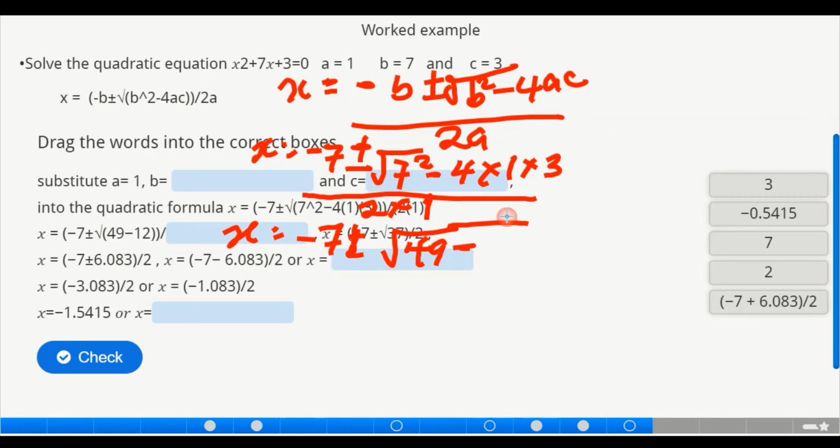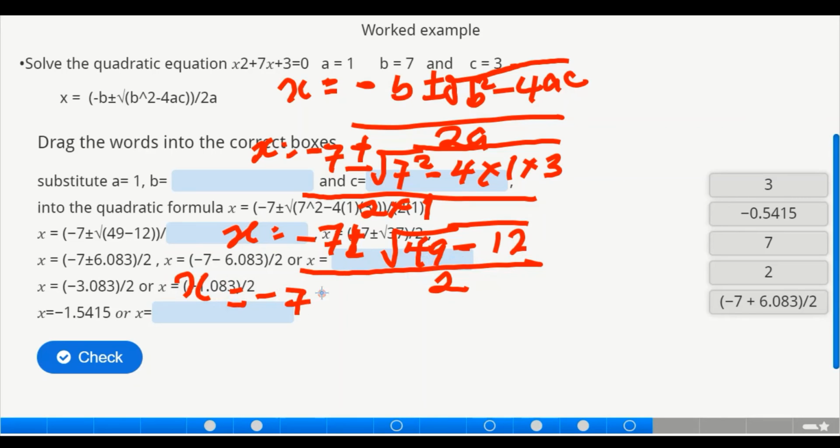I remember everything is under the square root. We are having the square root of every value here. So 4 times 1 will give us 4. 4 times 3 is what? 4 times 3 will give us 12. So we have 12 there. Now divide this by 2, you are dividing it by 2, right? So 49 minus 12 will give us what? 37. So we have x equals minus 7 plus or minus square root of 37, all divided by 2.